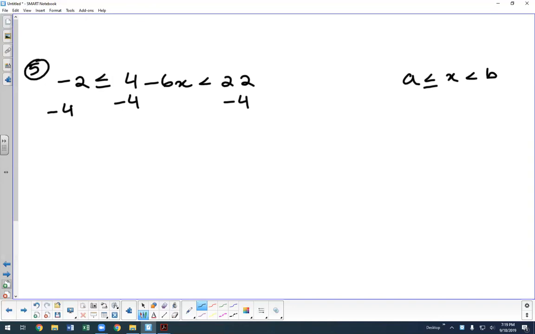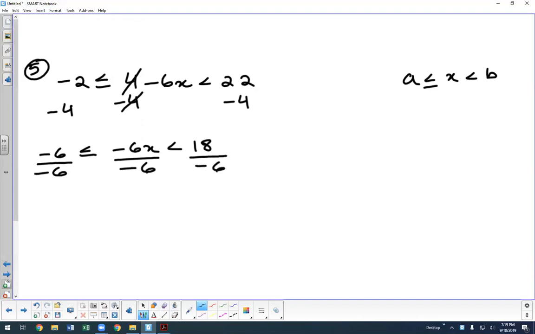So what will our left-hand side become? -2 minus 4? -6. In the middle, of course, our 4's cancel out, leaving behind -6x less than 22 minus 4? 18. Now what do I gotta do? Divide by -6. Finally, we divide by a negative number, so we can talk about this. We are dividing by -6 across all three parts, which means the directions of our inequalities have to change because we're dividing by a negative number.